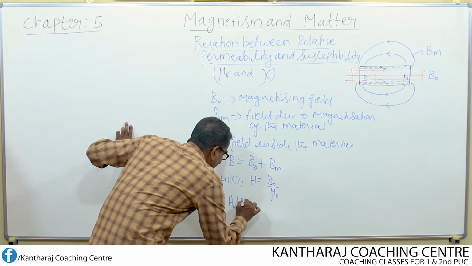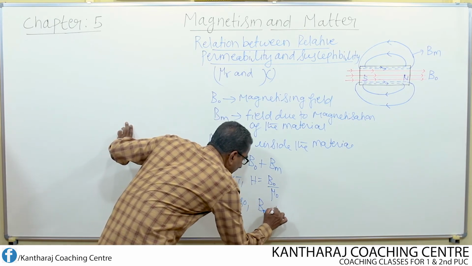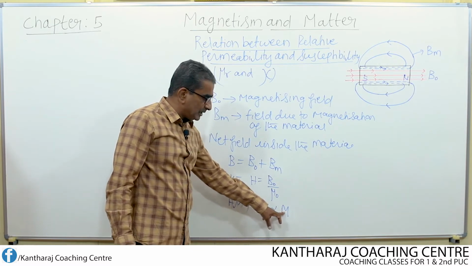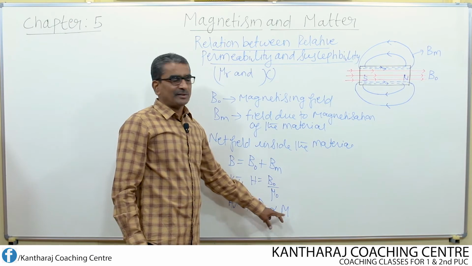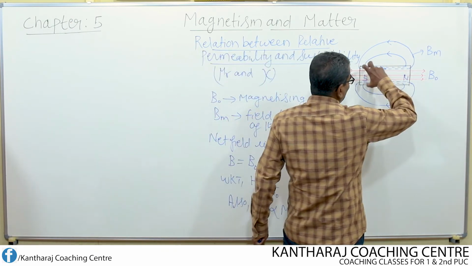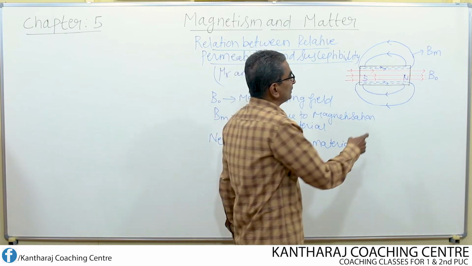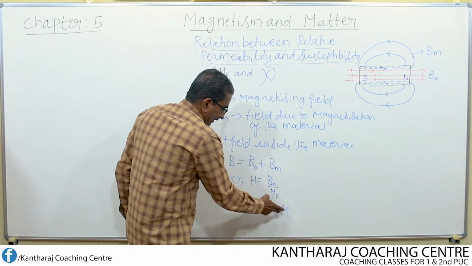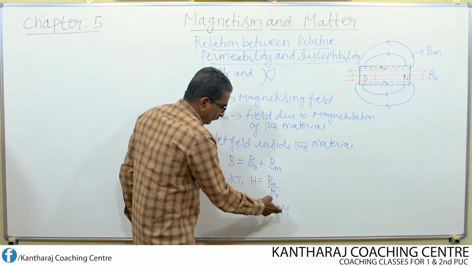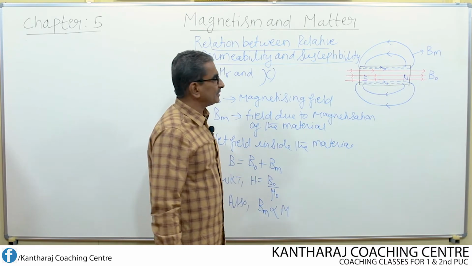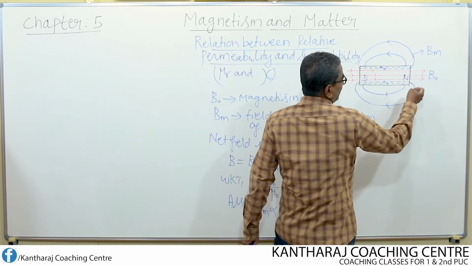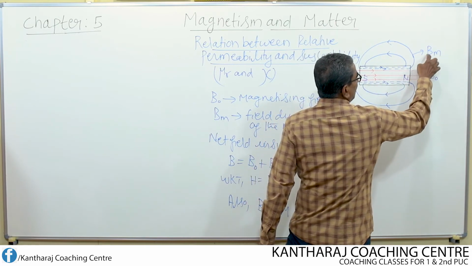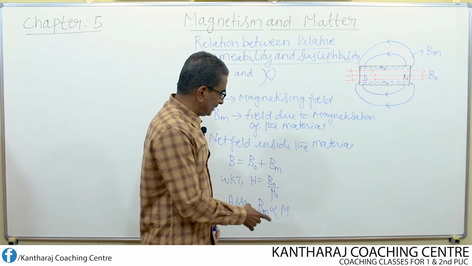Also, it is found that Bm is directly proportional to M. That means the field due to magnetization is directly proportional to the intensity of magnetization. If the specimen gets magnetized strongly, then it possesses a strong magnetic field Bm. Bm directly proportional to M means if one quantity increases, the other also increases. If the specimen gets magnetized strongly because of this field, the field produced due to the specimen is also found to be stronger. That means Bm will also become large.